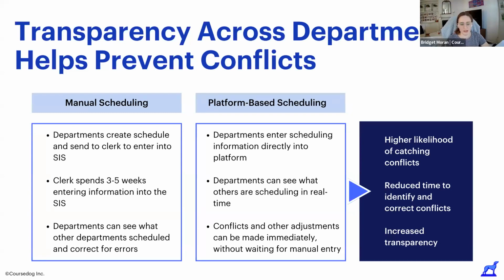So at a high level, when we're looking at manual scheduling, each department might create their schedule independently. And of course, they're probably talking to colleagues in other departments, but there's no way for them to immediately see what other departments are scheduling. So after they've finished creating their schedule, they send it to a scheduling clerk or someone in the registrar's office to enter that schedule into the SIS. And depending on the size of the institution and the number of sections scheduled, it could take 3 to 5 weeks or maybe even longer to enter all of that information into the SIS.